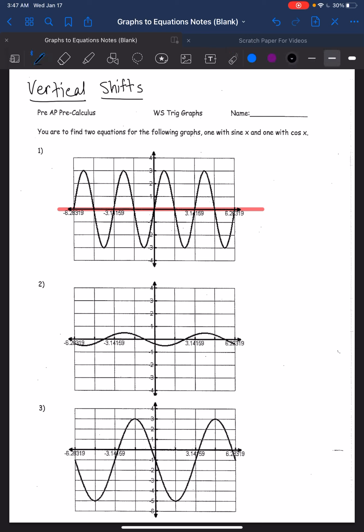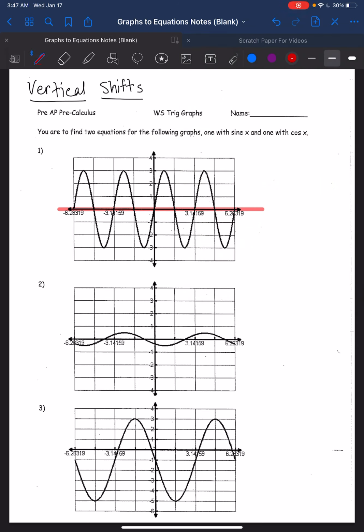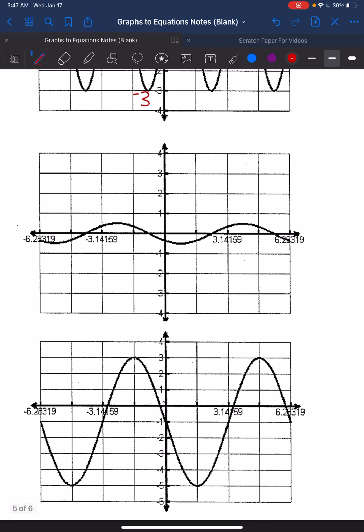So, here, our max is 3 and our min is -3. And then our midline is at 0. So it's halfway between, like it's supposed to be. Now, our first vertical shift problem, it's not as obvious, but number 3 here has a vertical shift.